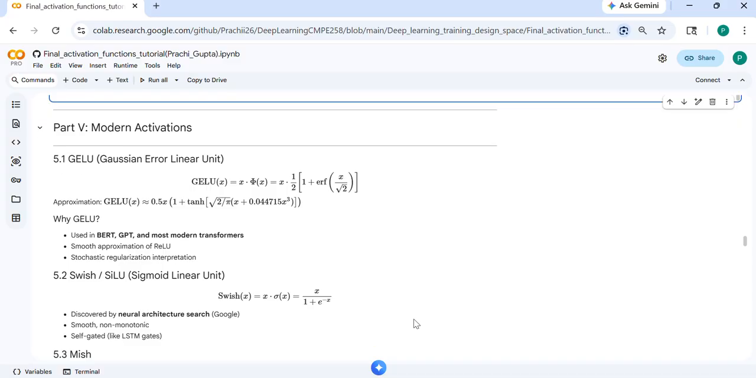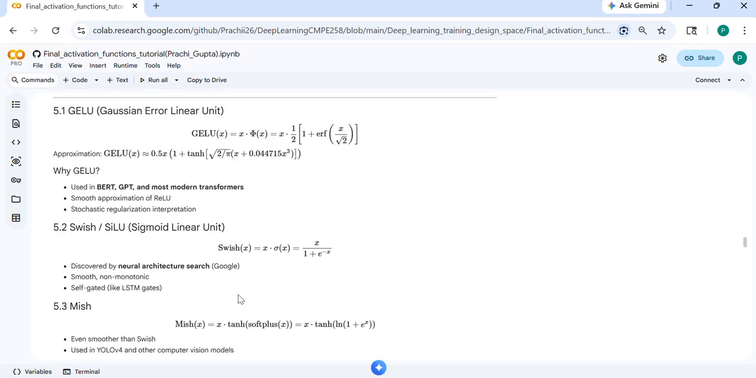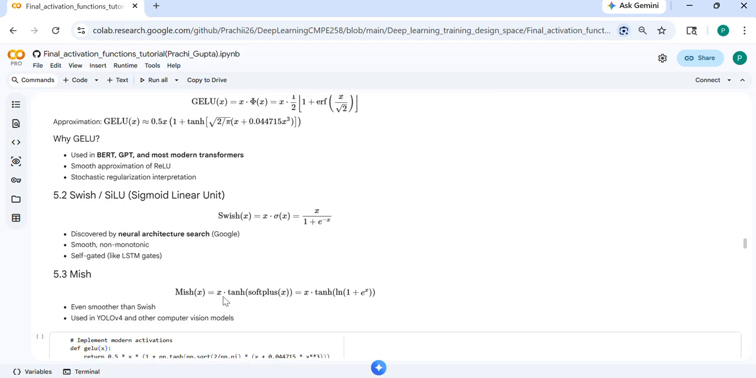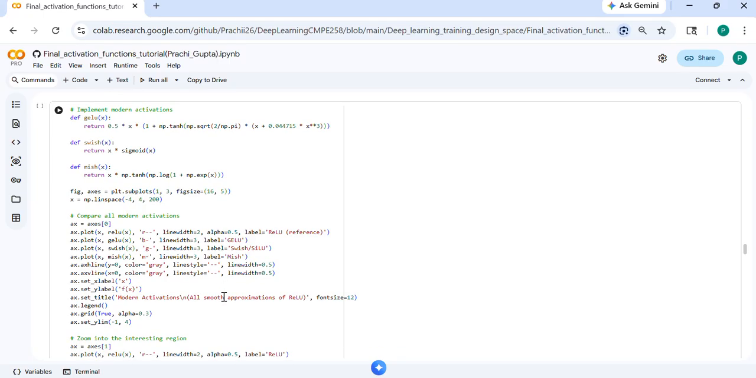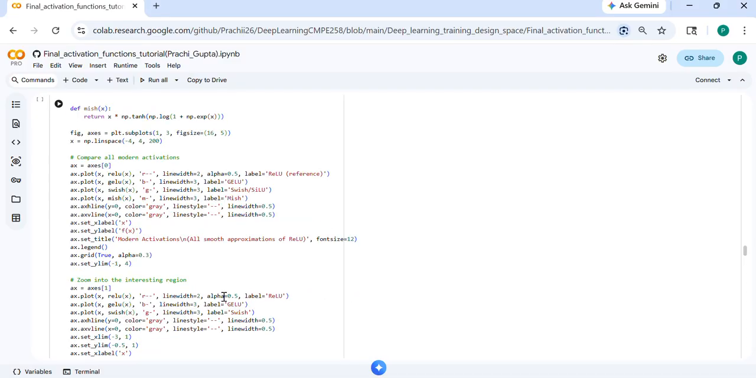Now, this cell introduces modern activation functions like GELU, Swish, and Mish. These functions are smoother than ReLU and allow small negative outputs. GELU is widely used in transformer models like BERT and GPT. Swish and Mish are also designed to improve the gradient flow and model performance. So in this code, I implement GELU, Swish, and Mish, and then I plot them along with ReLU to compare their shapes.